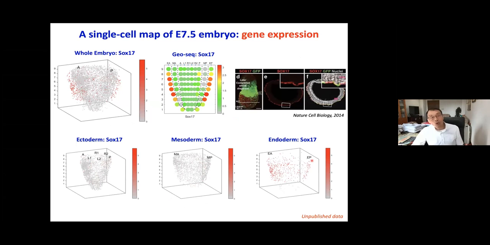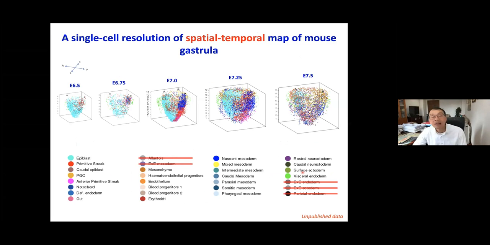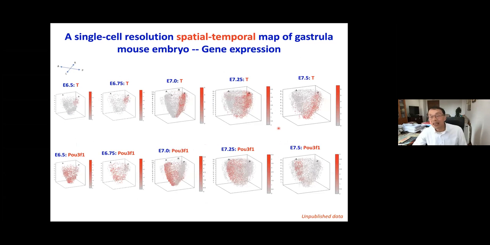So we have this single cell resolution spatial and temporal map of mouse gastrulation for 5 stages. Through this one, we can see the gene expression, like here, the T gene gradually expands its expression in the posterior region, and Pou5f1 gradually narrows down into the anterior region by day 7.5. But this work is not finished.